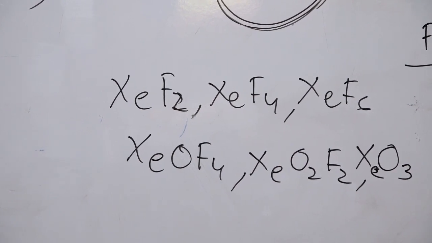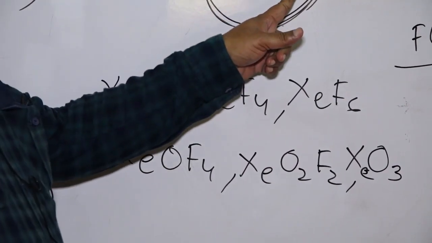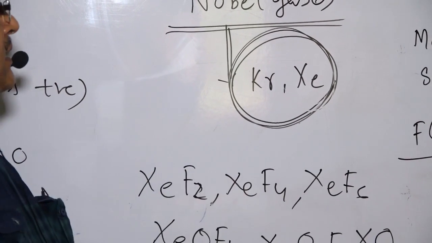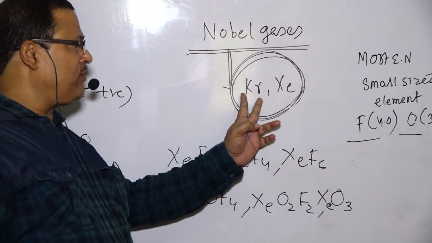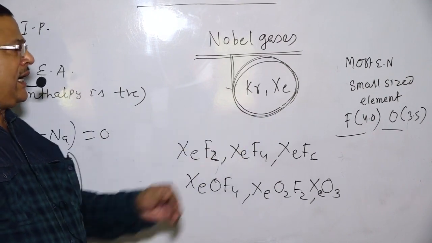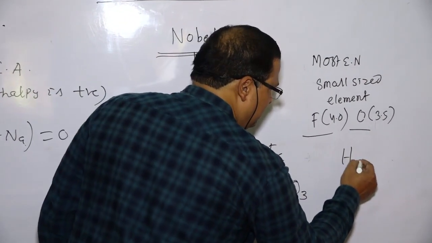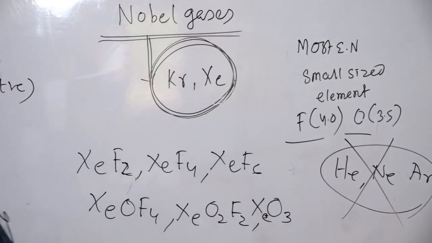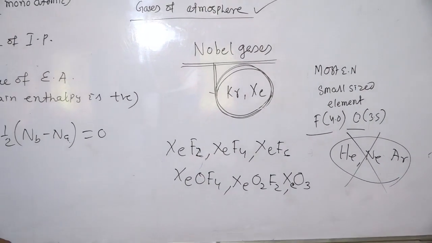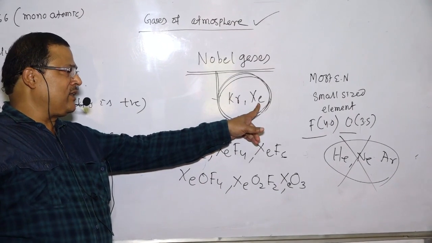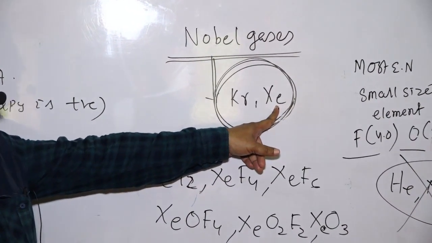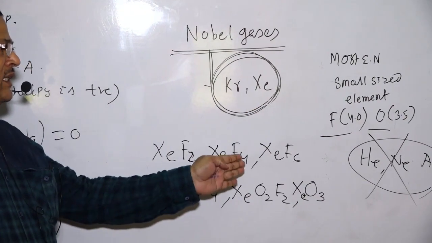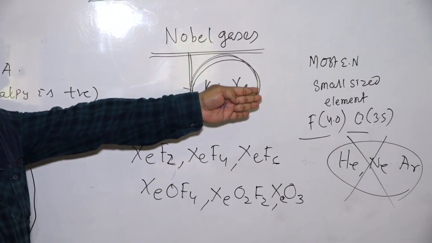Among this group of elements, xenon has the ability to form compounds easily, but not the other elements, and krypton to some extent has the ability to form compounds. Helium, neon and argon have no ability to form compounds. Only krypton and xenon have the ability to form compounds, and among them xenon forms the most, easily combining with the more electronegative elements fluorine and oxygen.